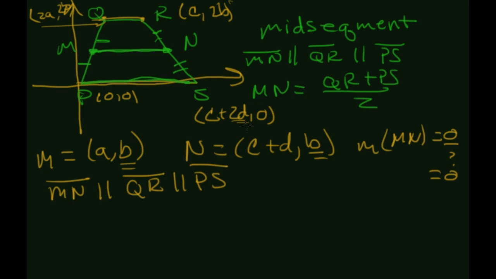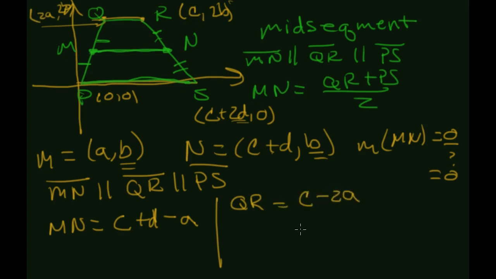Finally, we want to work out that MN is half the size, or the average of the other two. Well, let's look at the length of MN. MN is just going from A to C plus D, so the length of MN has to be C plus D minus A. Let's see, the length of QR has to be, we're going from 2A to C, so that has to be C minus 2A. The length of PS, we're going from 0 to C plus 2D, so that has to be C plus 2D.